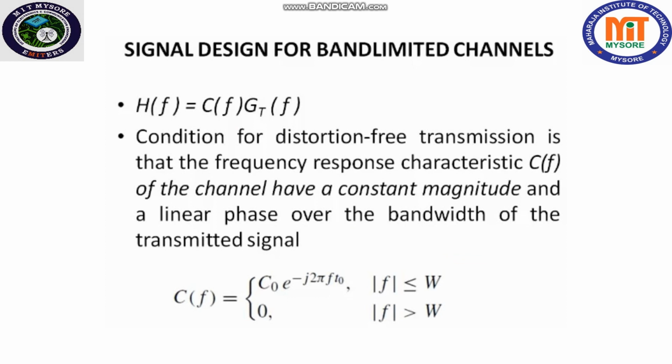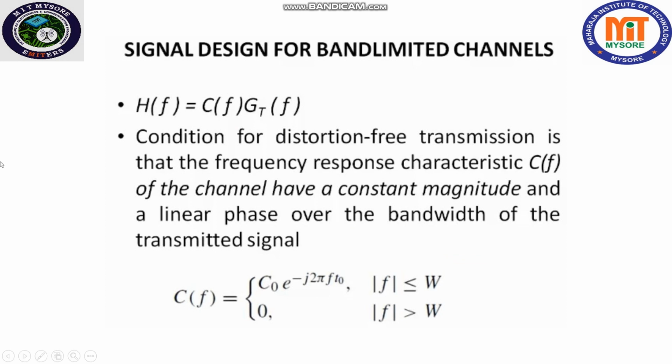That is, we have to design the signal for band limited channels. In this particular section, signal design for band limited channels, we consider the problem of designing a band limited transmitting filter. First, the design will be done under the condition that there is no channel distortion. Later, we consider the problem of filter design when the channel distorts the transmitted signal.